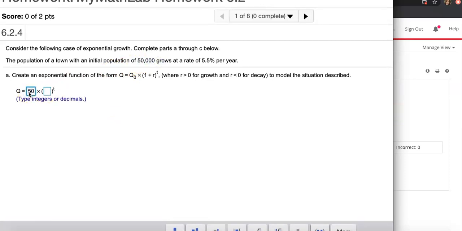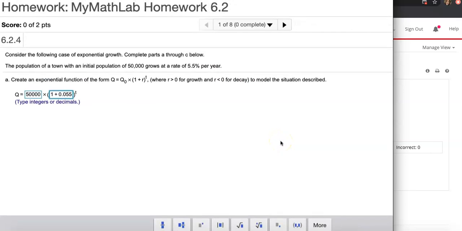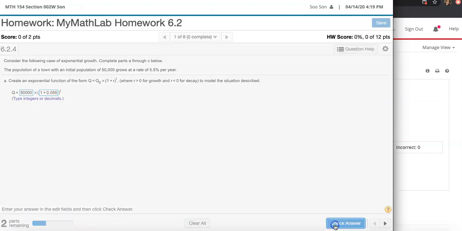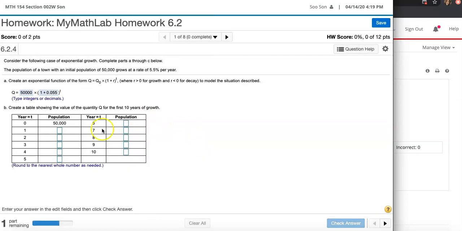Let me do this real quick. 50,000, and the inside part is 1 plus the rate of 5.5%. But here's the thing, MyMathLab probably wants you to type in decimals here. So instead of 5.5%, I will do 0.055 raised to the t power. Now that part, we don't need Excel. I mean, we can just write the exponential equation, but then they're going to give you this.